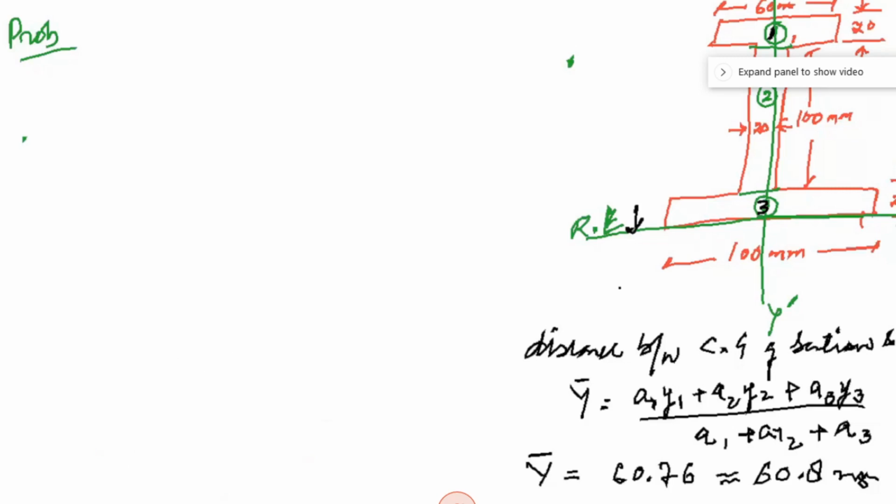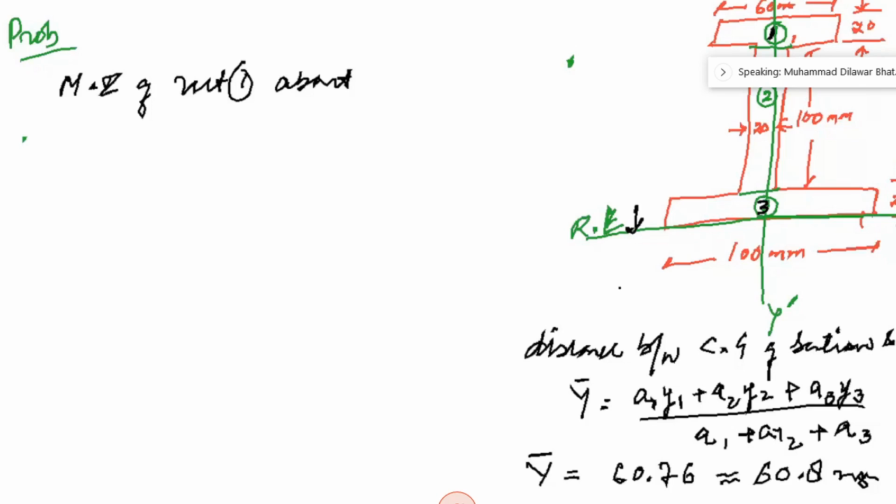Now we need to calculate what? Moment of inertia of rectangle 1, right? About the axis which is passing through the center of gravity. Finally, we need to calculate the moment of inertia about the axis which is passing through the center of gravity and is also parallel to the x-axis. But we need to ultimately calculate it for the whole section.